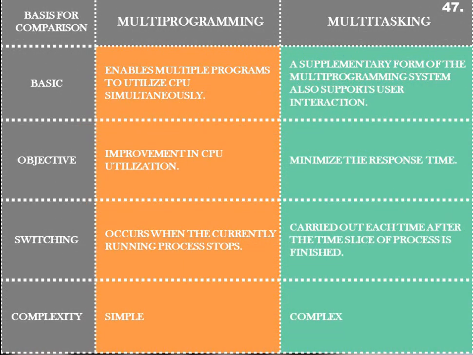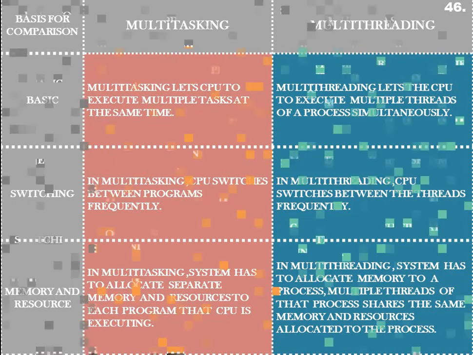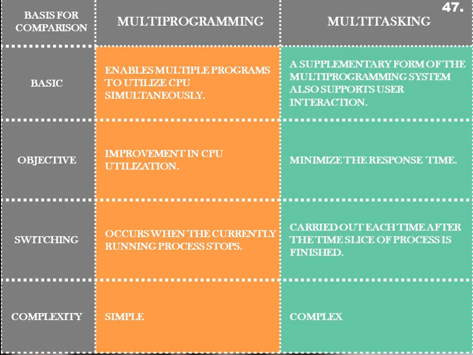Multiprogramming. Now we have discussed the differences between multitasking and multi-threading. Now we are going to discuss the differences between multiprogramming and multitasking. Multiprogramming enables multiple programs to utilize the CPU simultaneously. Multiple programs can get loaded into the RAM at the same time, utilizing the CPU at the same time, utilizing the RAM space at the same time.